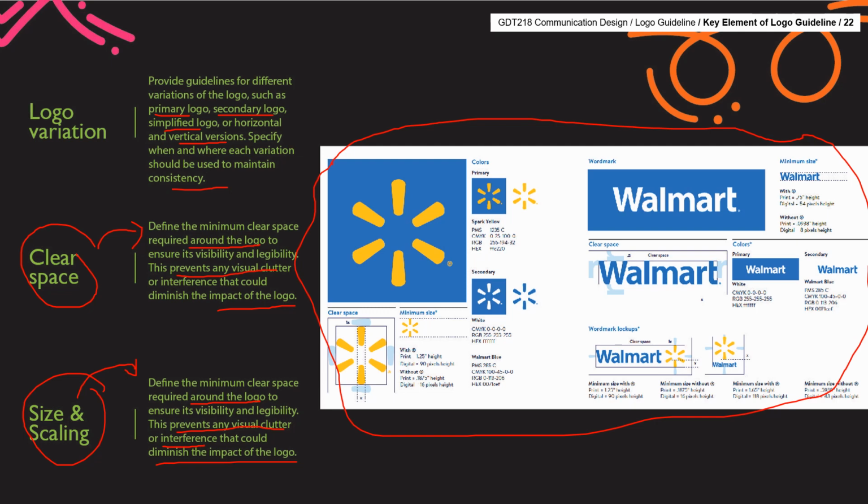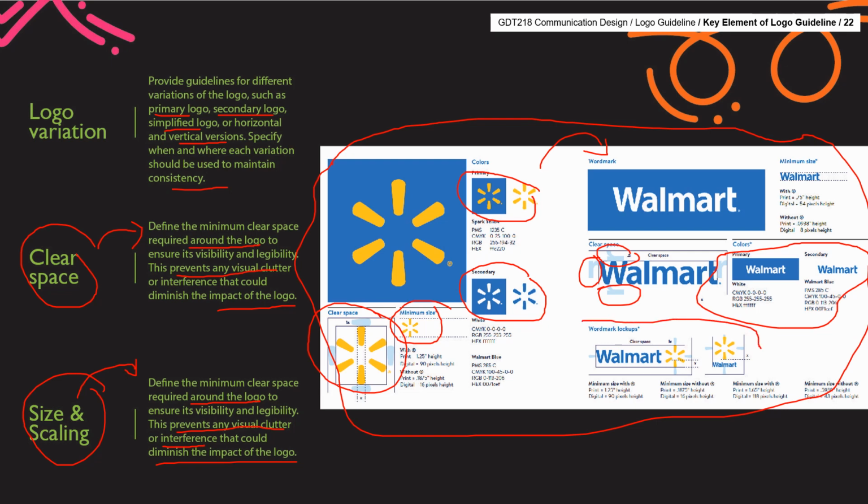Okay, so this is the clear space for the symbol of the logo. The minimum size for application, the secondary logo color usage, this is the primary, and the word mark of the logo, the clear space for the word mark. And also they have the primary and secondary color usage for the logo word mark lockups.